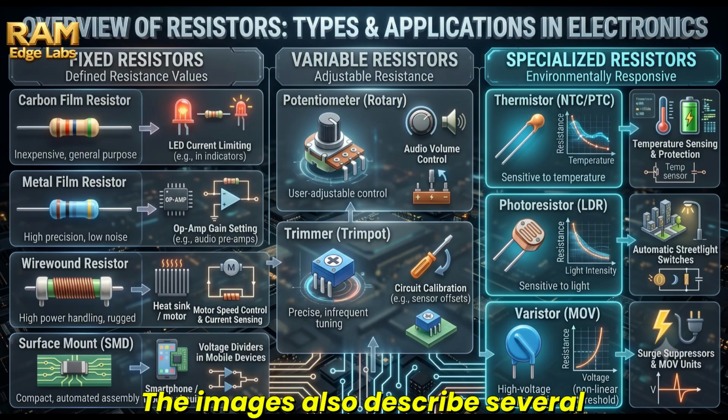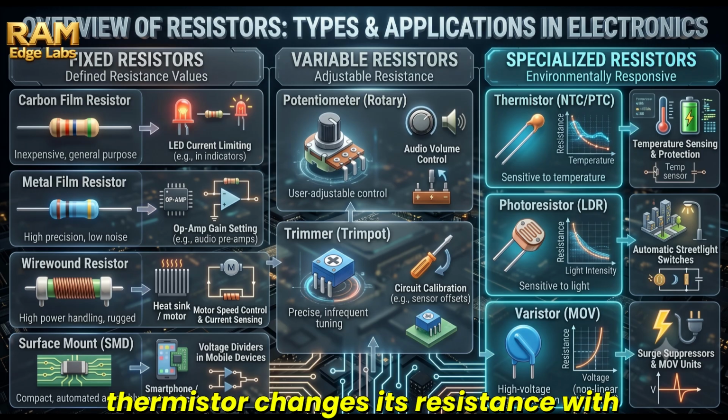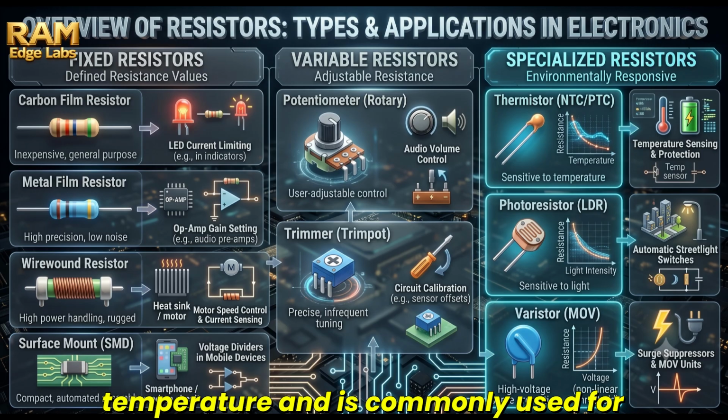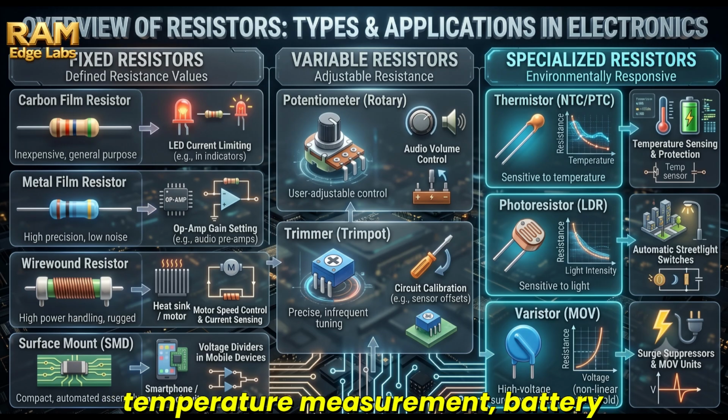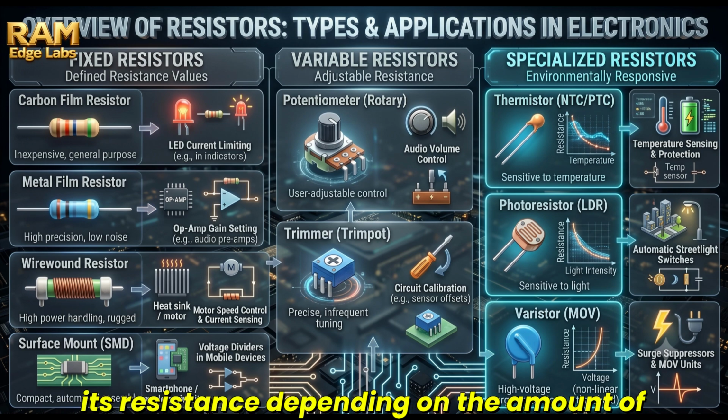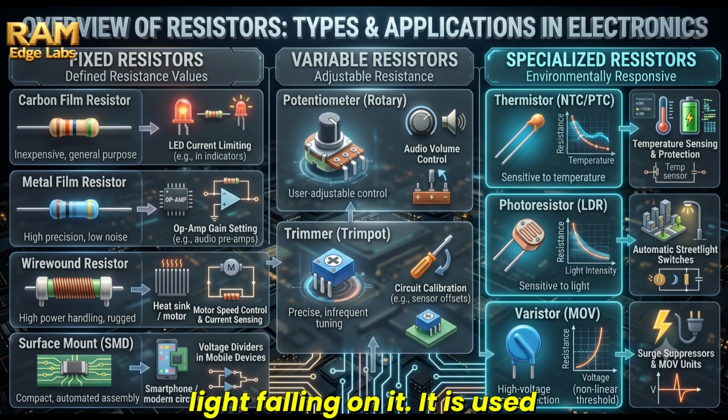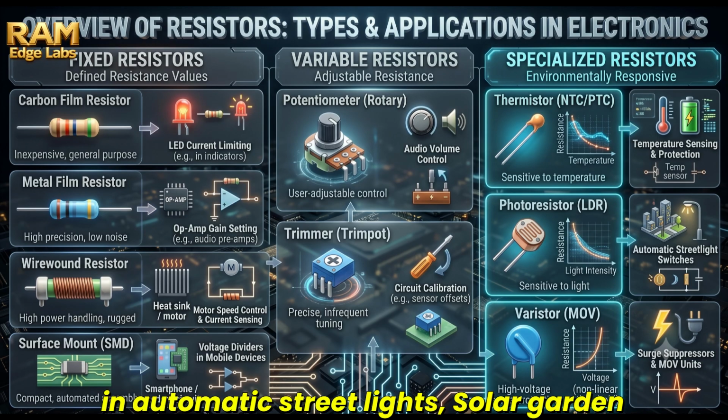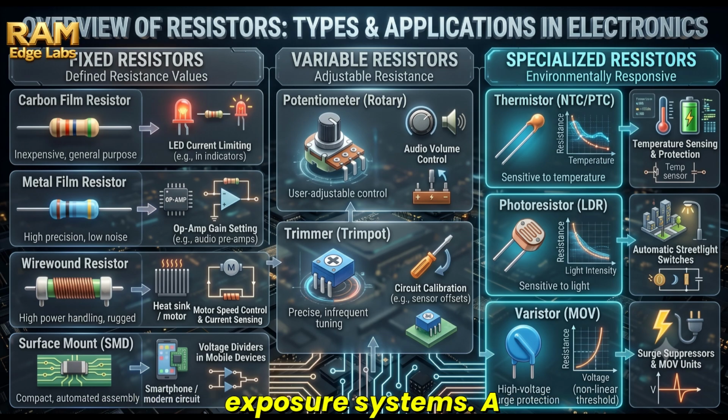The images also describe several special-purpose resistors whose resistance changes according to environmental conditions. A thermistor changes its resistance with temperature and is commonly used for temperature measurement, battery protection, air conditioners, refrigerators, and electronic thermostats. An LDR, light-dependent resistor, changes its resistance depending on the amount of light falling on it. It is used in automatic street lights, solar garden lights, light meters, and camera exposure systems.